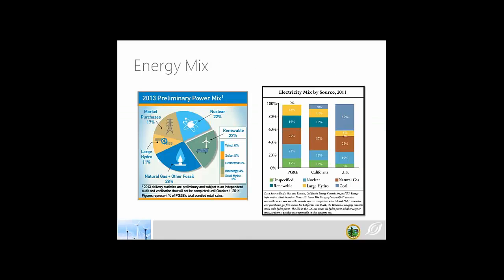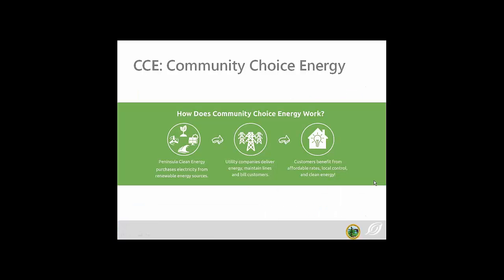There we go. This is a brief look at where our power mix, or electricity mix, comes from. The graph on the right shows that PG&E actually has fairly clean electricity sources. So we have more hydro and renewable energy on our grid than California even, and especially more than the U.S. There's really not much coal here in the United States or in California. Next slide.